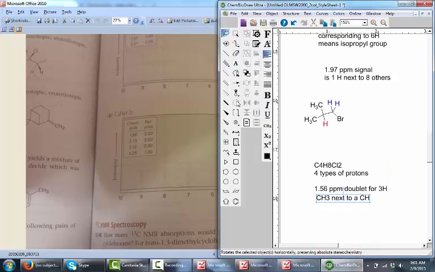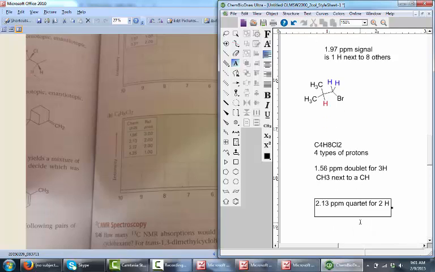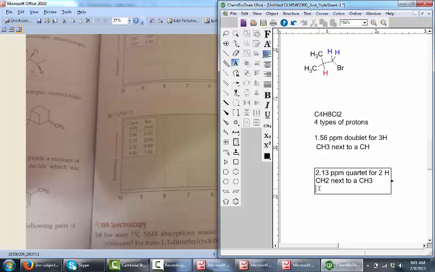Now the signal at 2.13 is split into 4. Okay, so let's write that down. 2.13 ppm is a quartet for 2H. Okay, that's probably a CH2 next to a CH3. Now let's see what else we can find.